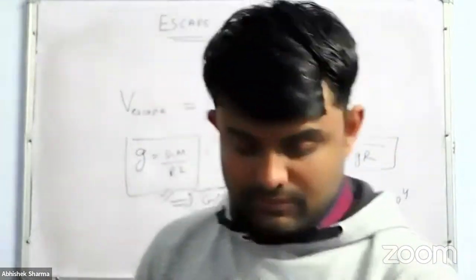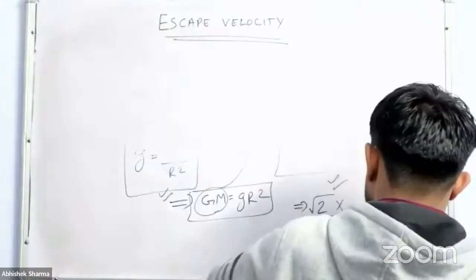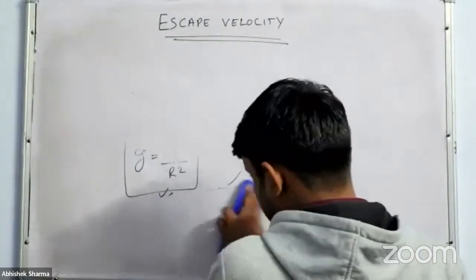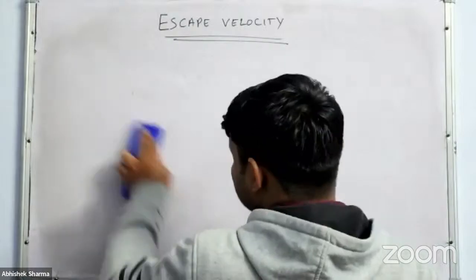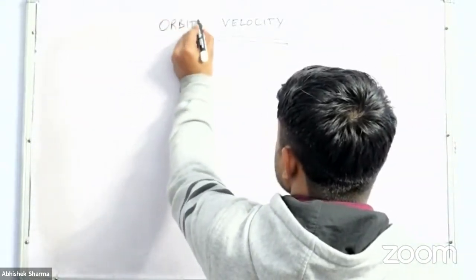I hope you have noted it down. Now let's understand orbital velocity. What's the difference between escape velocity and orbital velocity? Escape, you already know that the object will never come back. It went away, with under root 2GM by R or under root 2gR, 11.2 kilometer per second.